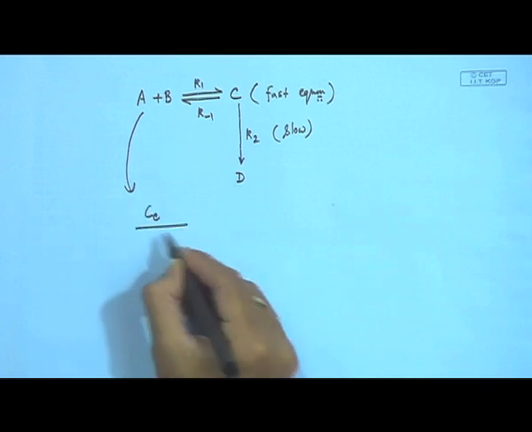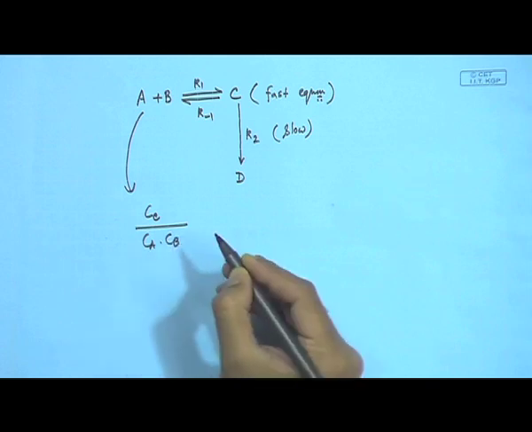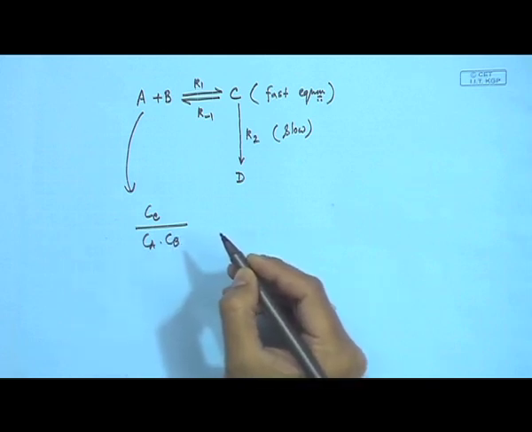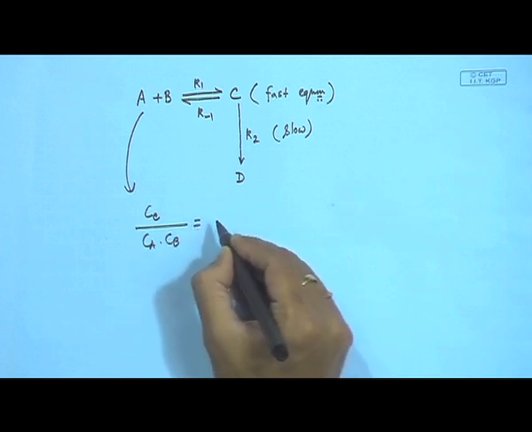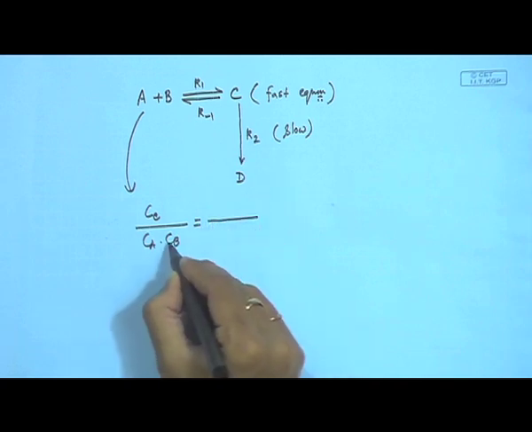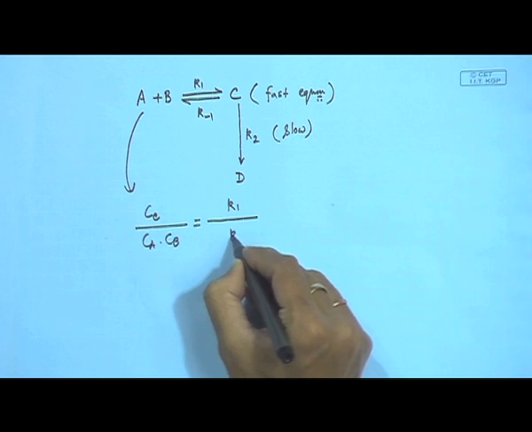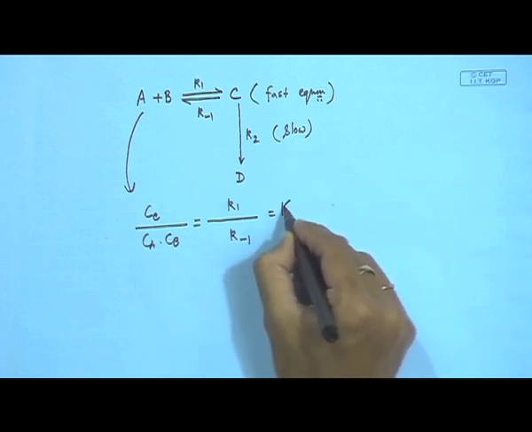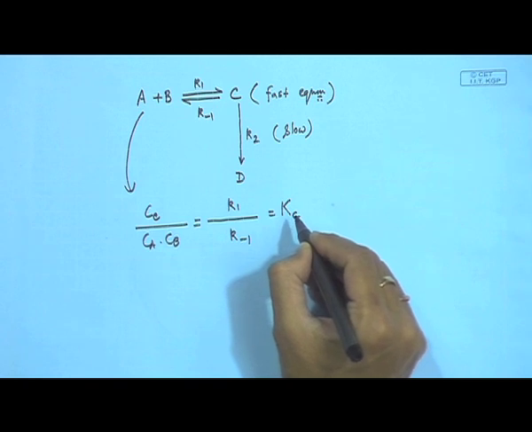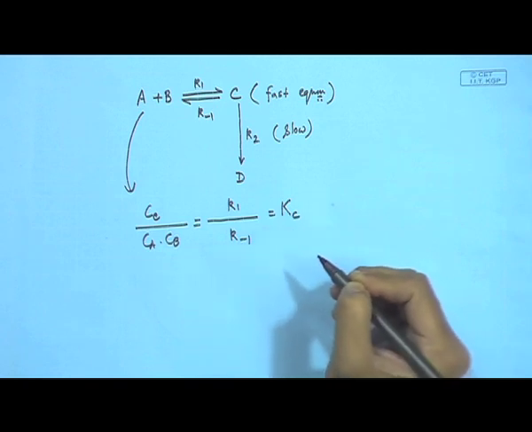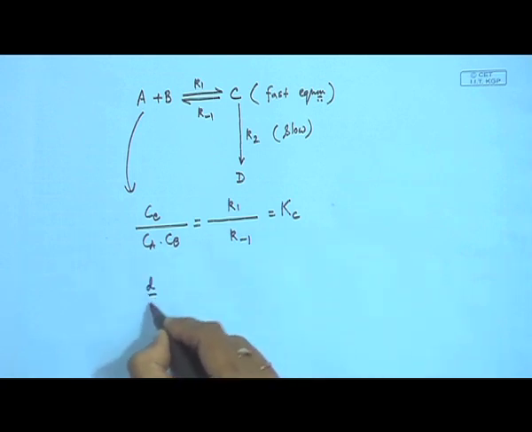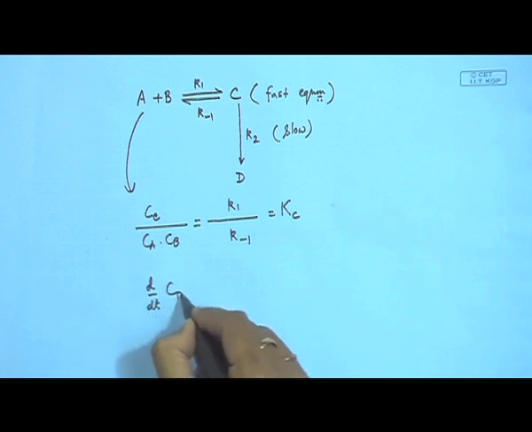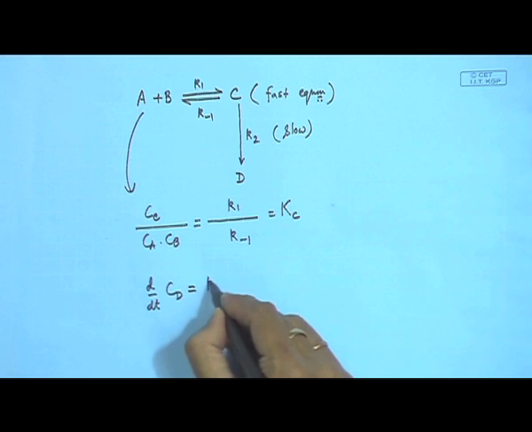The equilibrium constant for this particular step, where the fast equilibrium has been established, is C C divided by C A into C B, of course under dilute solution approximation, because if it is a concentrated solution, then you have to invoke the concept of activity. So, C C divided by C A into C B, which is K1 divided by K minus 1, is equal to K C. It is a concentration equilibrium constant. So, the rate of formation of the product, d dt of C D, will be K2 times C C. Why K2 times C C?